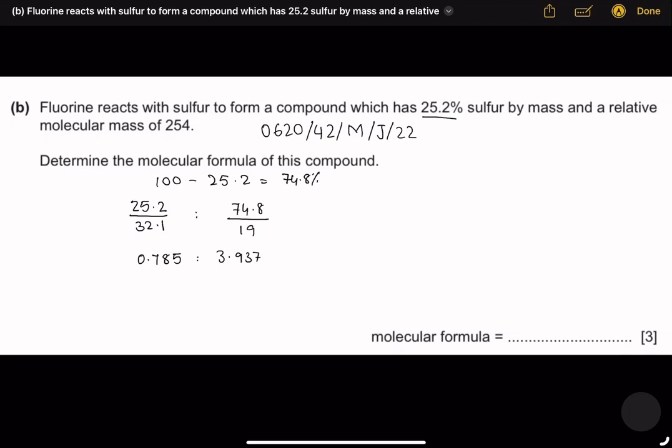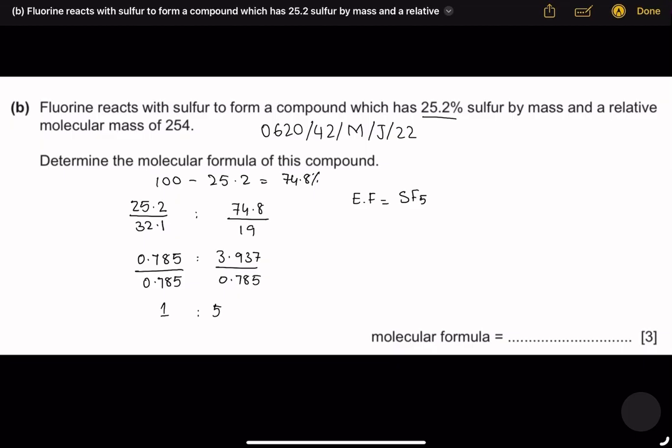So we'll divide it by 0.785, which is the smallest value, and we'll be getting 1. And 3.937 divided by 0.785, we'll be getting approximately 5. So our empirical formula, I'll just write it as EF, will be SF5.